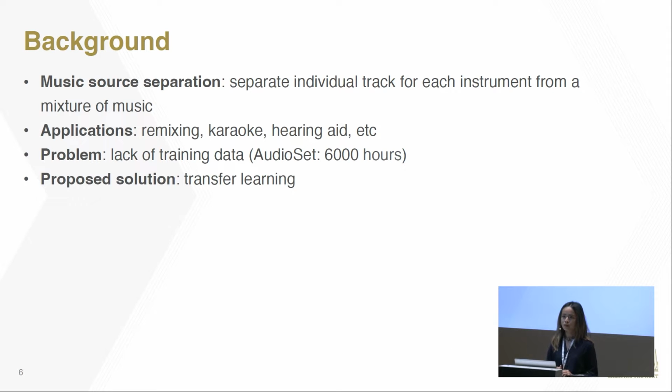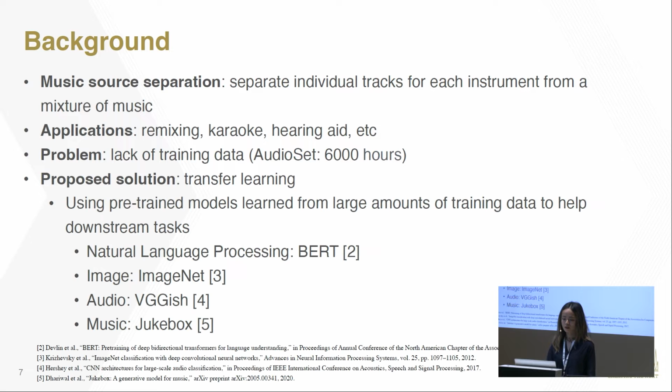As a result, in this work, we want to explore whether it is possible to use a transfer learning approach for source separation. The idea is that we have a large-scale pre-trained model learned from a large amount of training data, for example AudioSet with 6,000 hours, and then we use it to help the downstream task. This kind of method has been used successfully in lots of domains. For example, in NLP we have BERT, in the image domain we have ImageNet, in the audio domain we have VGGish features, and in the music domain we have Jukebox.